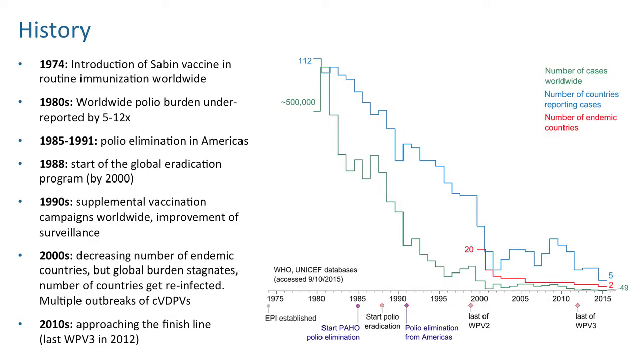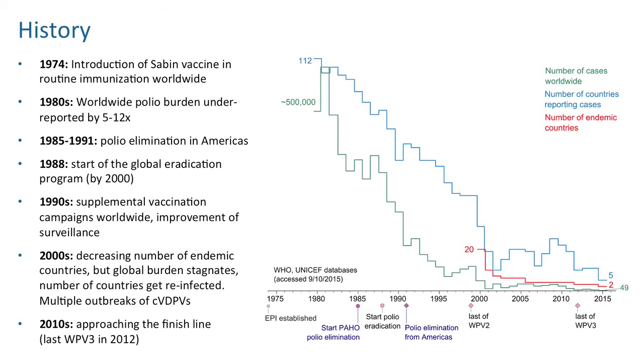So to move through the timeline, in 1974, the expanded program for immunization was established. So they start to give the vaccine against polio in Africa, for example. In the 80s, the Americas is making a lot of progress controlling polio. And in 1985 starts their own polio elimination program from that region. And they're making a lot of progress, and it convinces the world that polio eradication can be done. So in 1988, the World Health Assembly makes a resolution to eradicate polio from the world, and to do so by the year 2000.